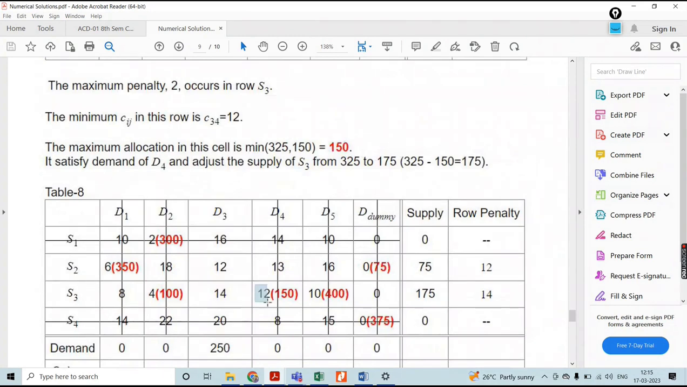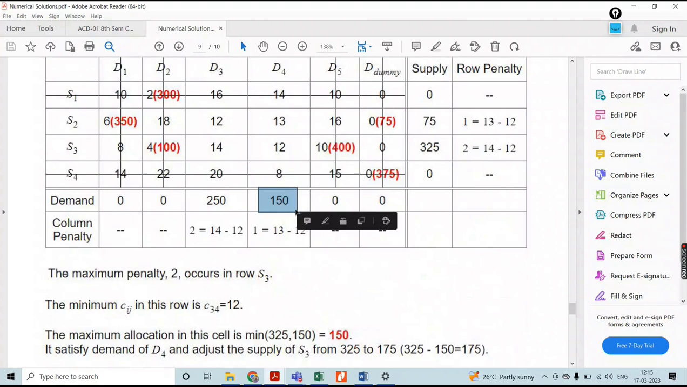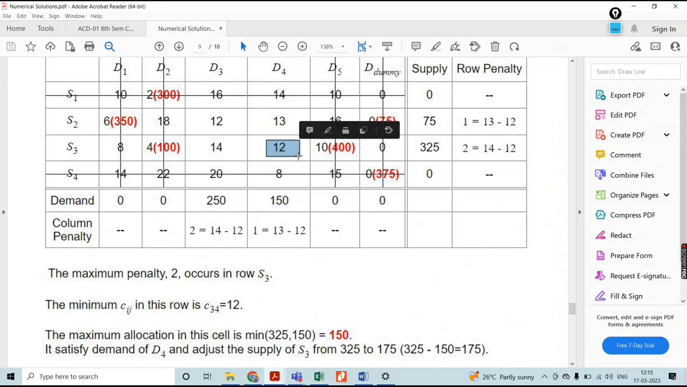So I'm allocating this 12 because this 150 will be met by this 375, which will then become 0 itself. So I'm going to allocate for the 12, this one. If you had taken this, it means 250, then this is 75, which will not at all be meeting the demand. So you have to avoid this.